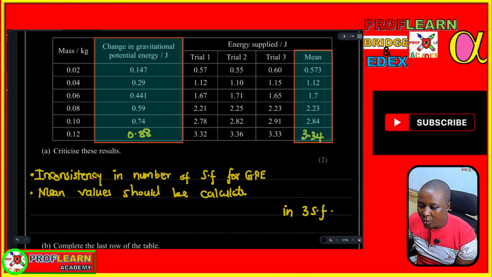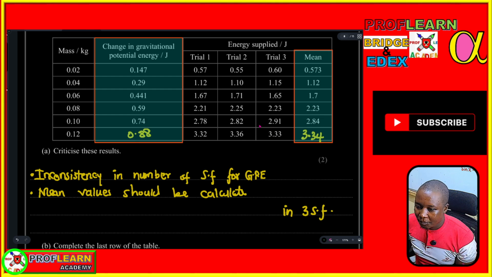Criticize the results. If you look at this table that we have here, especially for the GPE, we have 3 significant figures, 2 significant figures, 3 significant, 2 figures. So this is not consistent. The inconsistency of the number of significant figures in the GPE is one idea that we have to look at. There must be consistency in the number of significant figures in the calculated data. Also, the mean value should be calculated to 3 significant figures. You can see here we have 3 significant, 2 significant figures, so we have to ensure the mean is in 3 significant figures.